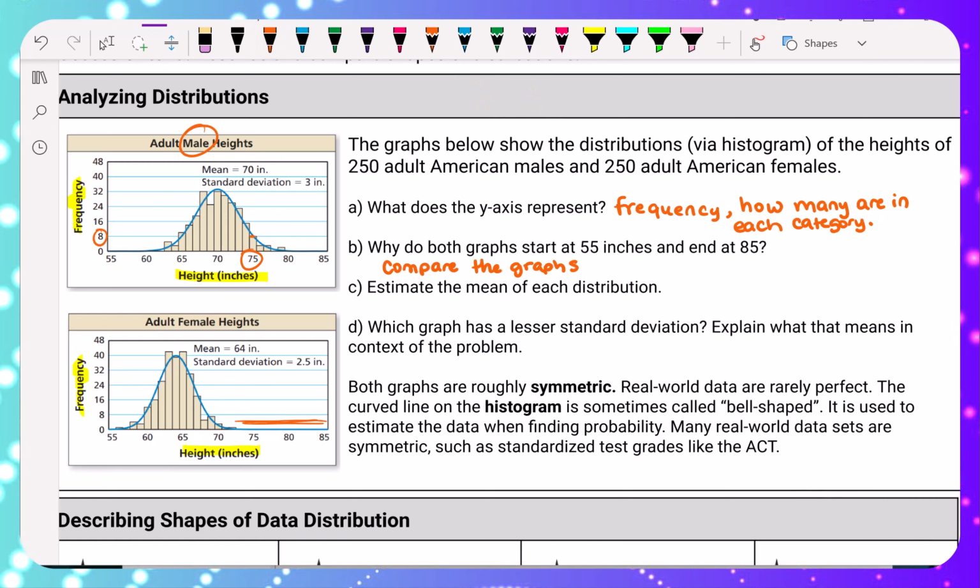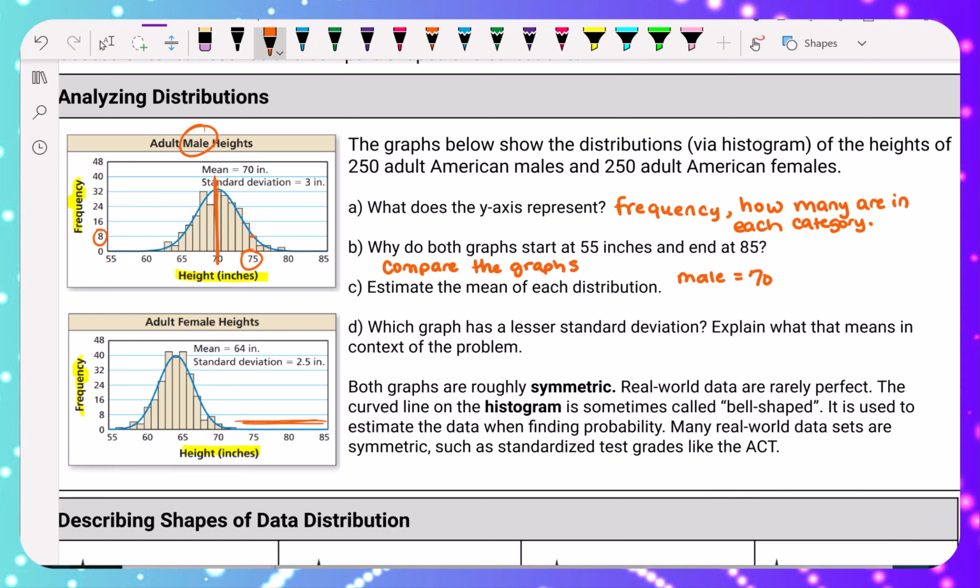All right, question C, it says estimate the mean of each distribution. So on the male side, it looks like this is about the middle. So I would say about 70. And then over here on the female side, a little bit less than 65. So let's try 64.